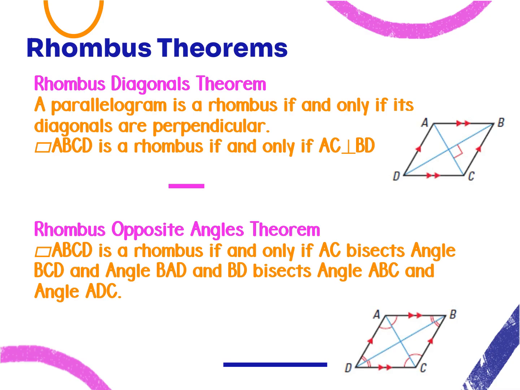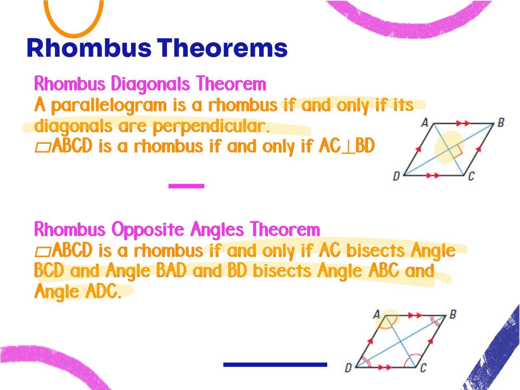All right, rhombus theorem. We kind of already covered these. I'm just going to highlight what's important. A parallelogram is a rhombus if and only if the diagonals are perpendicular. So this is where your diagonals meet, which make them all 90 degrees. Rhombus opposite angle theorem: if and only if your bisecting angles are congruent.